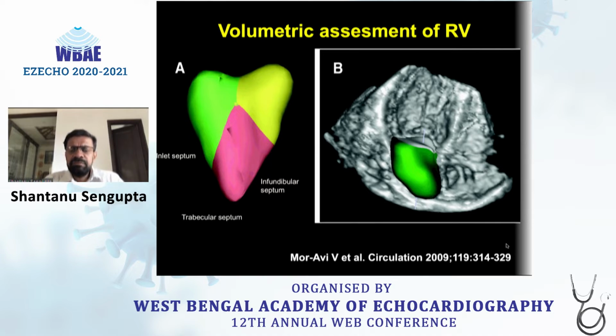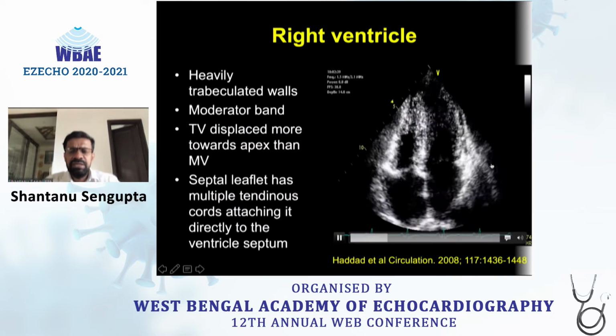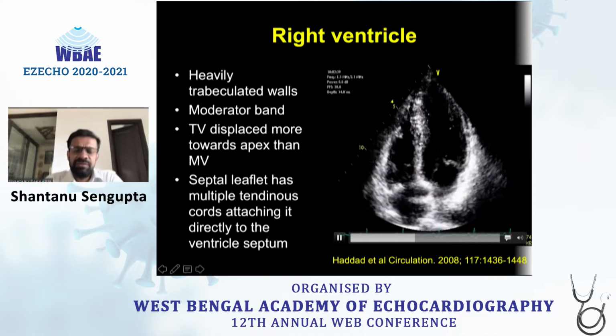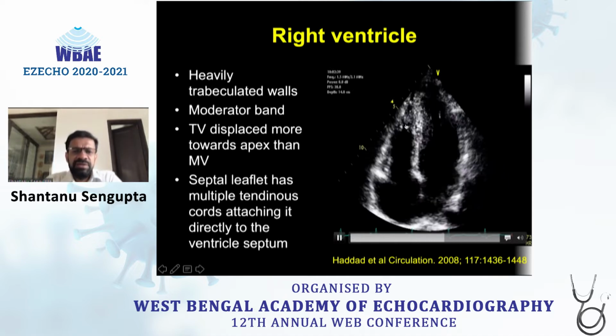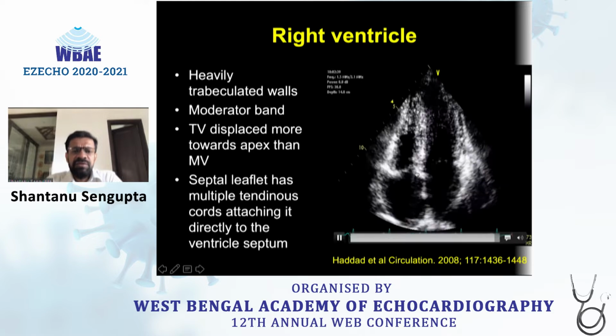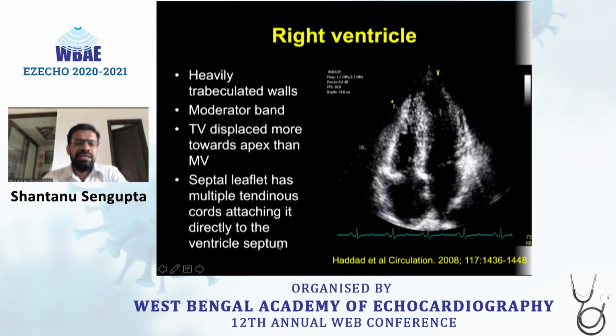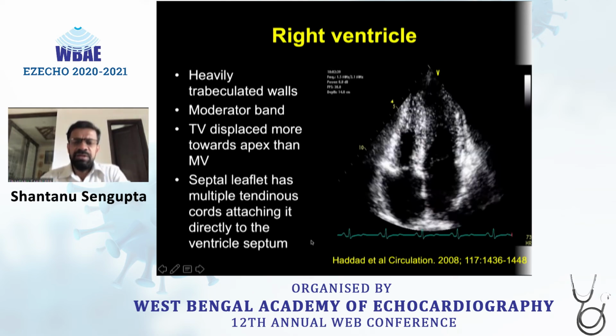Now, the RV assessment is done by various factors. This is how the 2D RV looks. We have the focused RV view. The RV is heavily trabeculated. It has a moderator band. The tricuspid valve is more apical as compared to the mitral valve, and the septal leaflet has multiple tendinous cords attaching directly to the ventricular septum from the tricuspid valve.